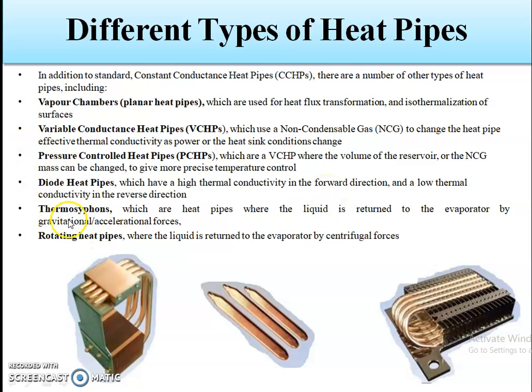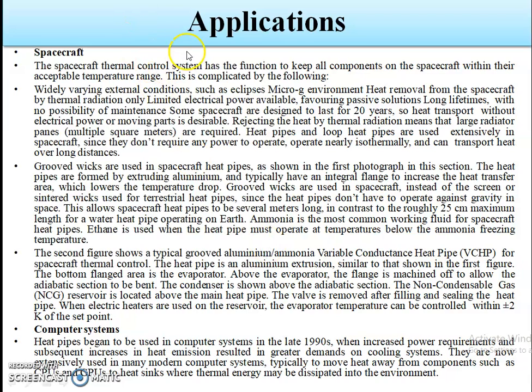The next one is a diode heat pipe, which has higher thermal conductivity in the forward direction and lower thermal conductivity in the reverse direction. Next is a thermosiphon, where the liquid is returned to the evaporator by gravitational acceleration. Next is a rotating heat pipe, where the liquid is returned to the evaporator by centrifugal forces. The application is very essential for spacecraft.